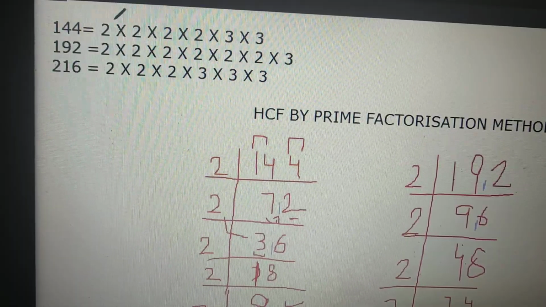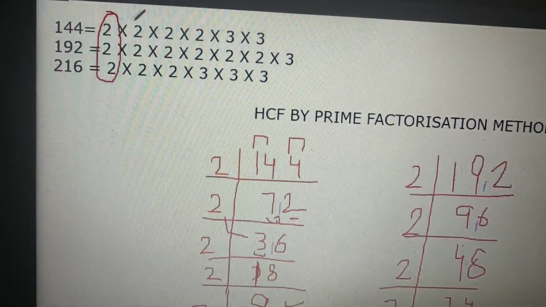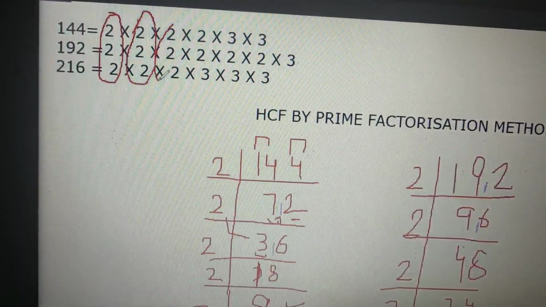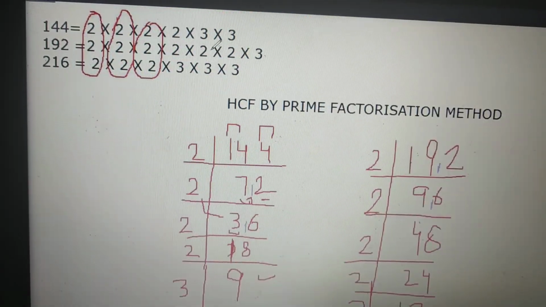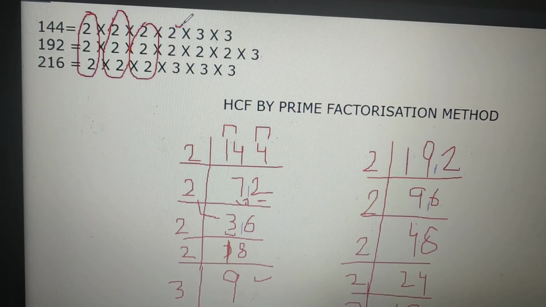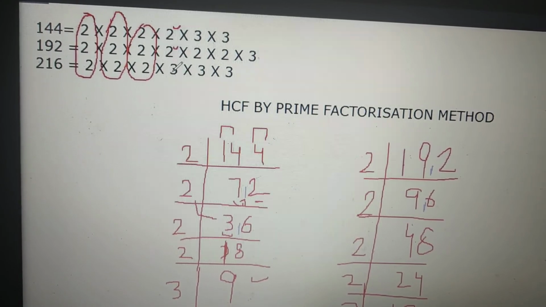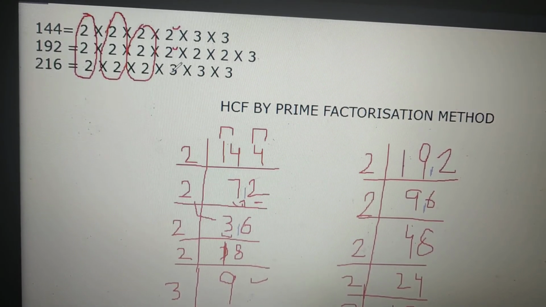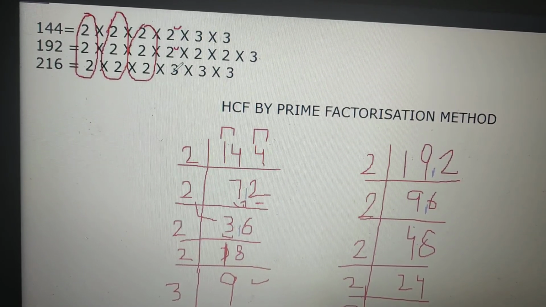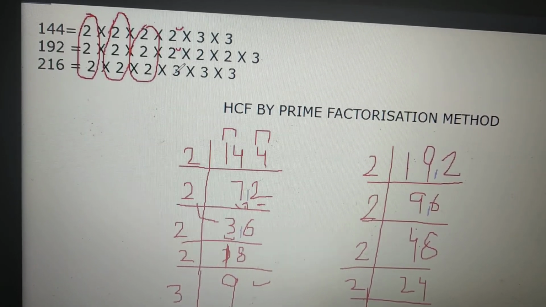Look, I am getting one pair of 2 here. Again I am getting one pair of 2 here, and again one pair of 2 here. Now look, there is a 2 in 144 and a 2 in 192, but I am not getting a factor 2 in 216. So I will not take this pair, because 2 is common in 144 and 192, but there is no 2 left in 216, so I will not consider it.